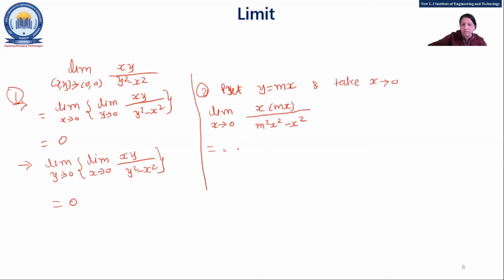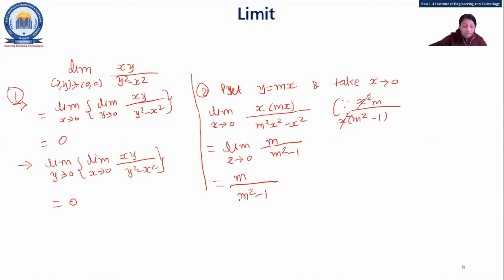Equal to limit x tends to 0. Here you will get what? Anyone? Here x square, right? m x square, and here x square will be common. So x square times m upon m square minus 1, and x square is common, so this is supposed to be cancelled out. So my answer is m upon m square minus 1. And obviously this is constant, right? So that is some finite value.